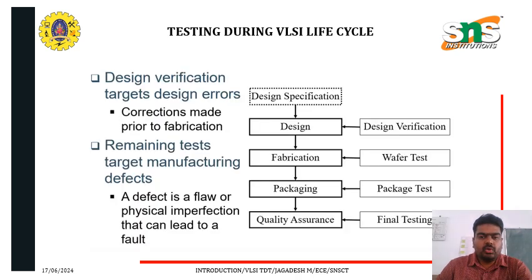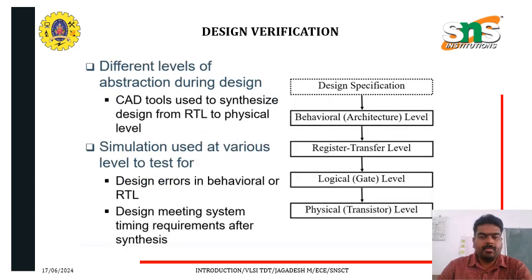The testing during the VLSI life cycle is given here. This is the flow diagram where each stage has a different category of testing. For example, it starts from design specification, then design, fabrication, packaging, quality assurance, design verification, wafer test, package test, and final test. Different levels of abstraction during design and simulation are used at various levels to test for design errors in behavior or RTL, and design meeting system timing requirements after synthesis.